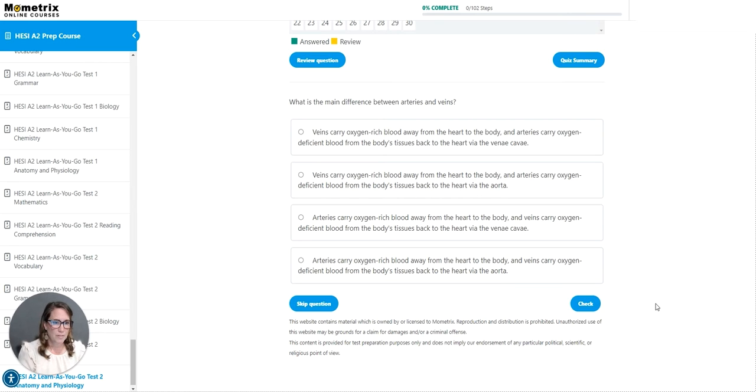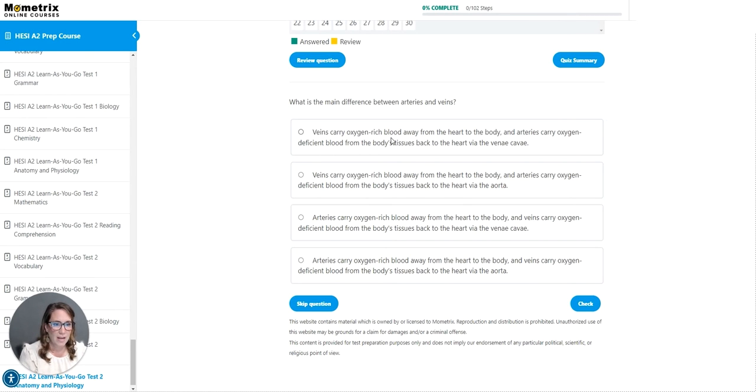What is the main difference between arteries and veins? So we kind of just talked about this real quick. Arteries start with A, away starts with A: arteries go away from the heart, veins go towards the heart. There's only one time when arteries are going to take deoxygenated blood away from the heart, and that's when it's going through the pulmonary arteries to the lungs. And there's only one time when veins are going to take oxygenated blood back to the heart, and that's through the pulmonary veins when it's coming back from the lungs with that oxygen-rich blood.